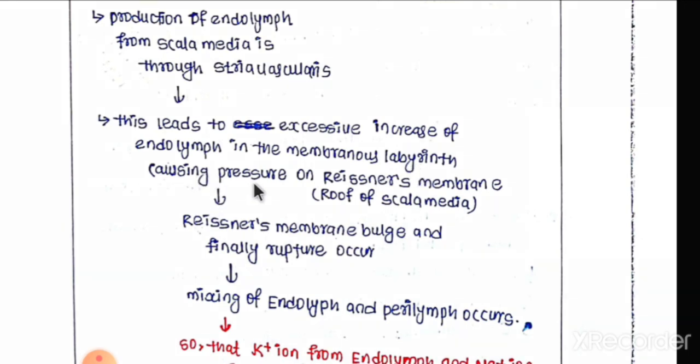causing pressure on Reissner's membrane. This membrane separates the scala vestibuli and scala media, so that Reissner's membrane bulges and finally ruptures. If this membrane gets ruptured, mixing of endolymph and perilymph occurs.